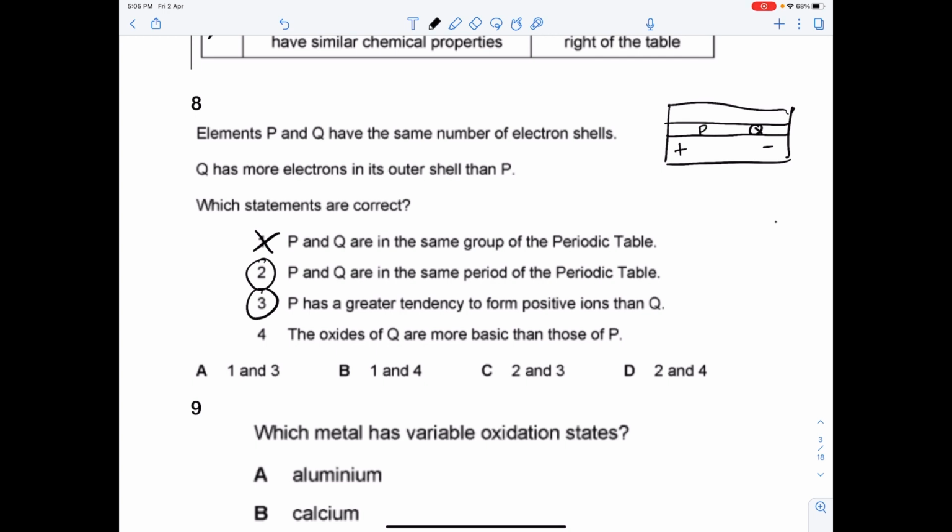The oxides of Q are more basic than those of P. These are the basic sides. The non-metals are always the acidic oxides. And in the middle, that's where we have any amphoteric oxides. So, sorry mate, not true. What's the answer? 2 and 3.